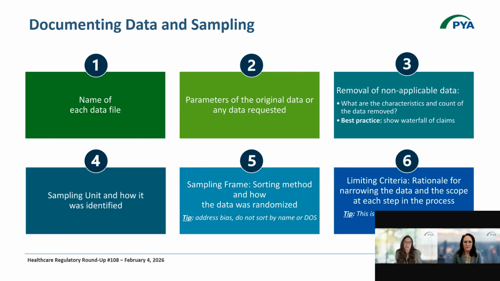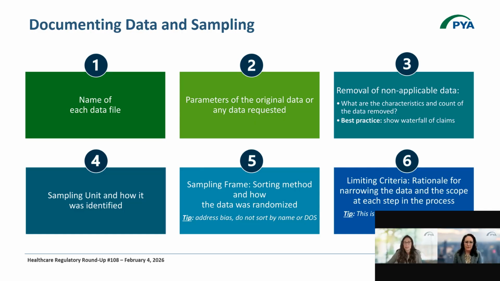And we note here that the best practice is to show the waterfall of claims. So for example, started with 10,000 claim lines, removed 500 for duplicates, 800 unpaid, and I'm left with a clean universe of 8,700 to work with. So that's a rough example.